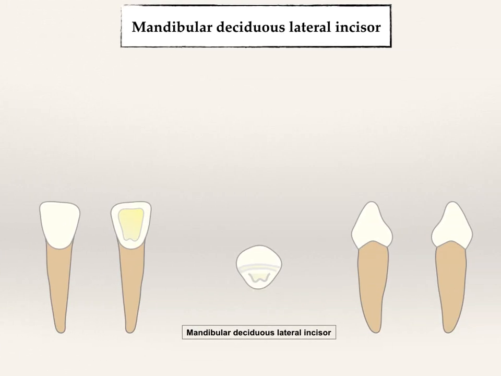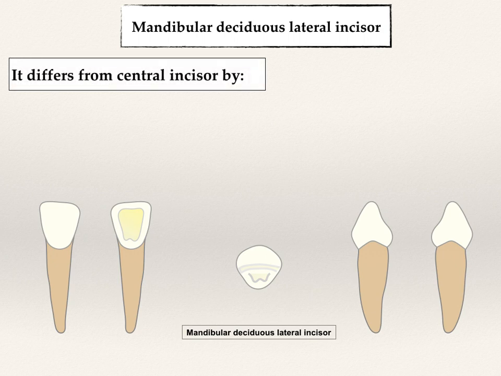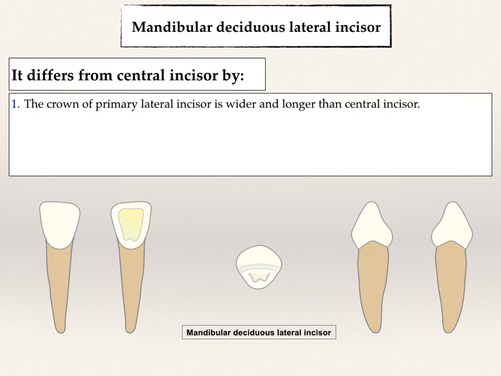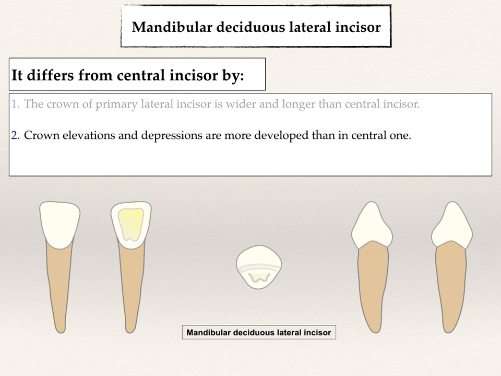Mandibular deciduous lateral incisor. It differs from the central incisors in that the crown of the mandibular lateral incisor is wider and longer than the central incisors. The crown elevations and the crown depressions are more developed than in the central one.